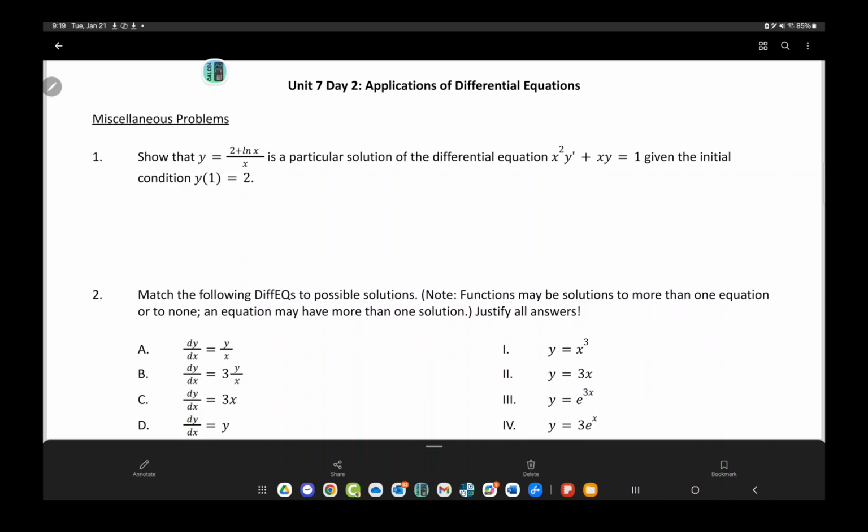You have seven applications of differential equations. Show that y equals 2 plus x log x, over x, is a solution for the differential equation x squared y prime plus xy equals 1, given the initial condition y(1) equals 2. So the first thing I had to do is get y prime by itself.